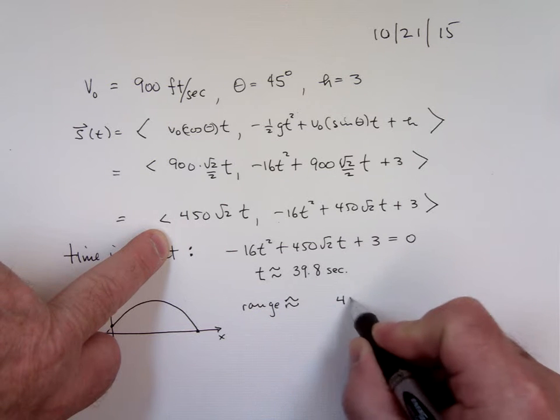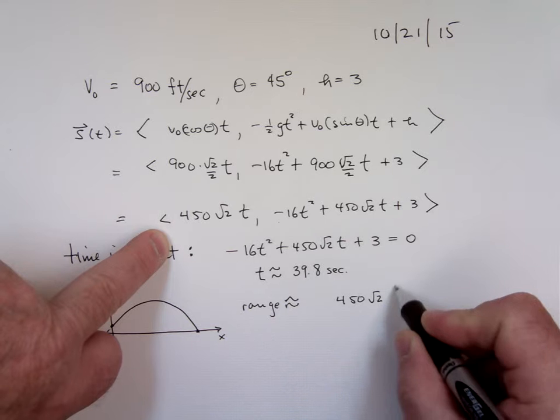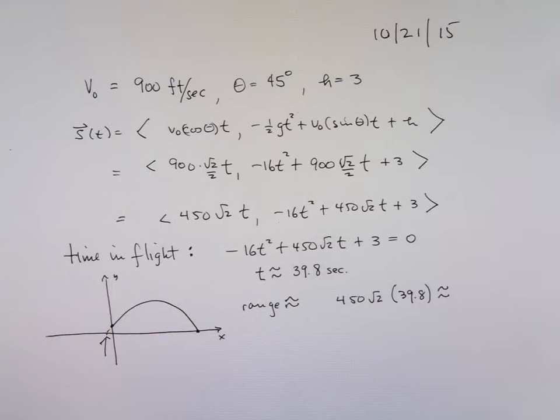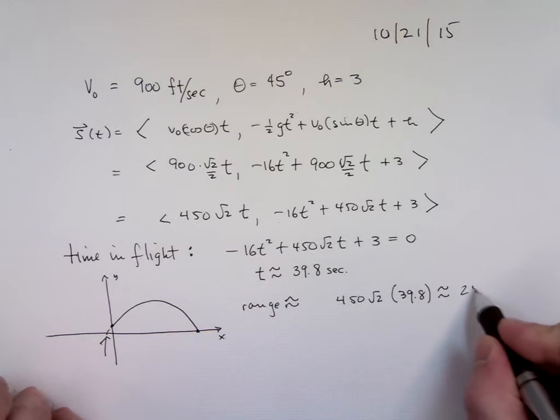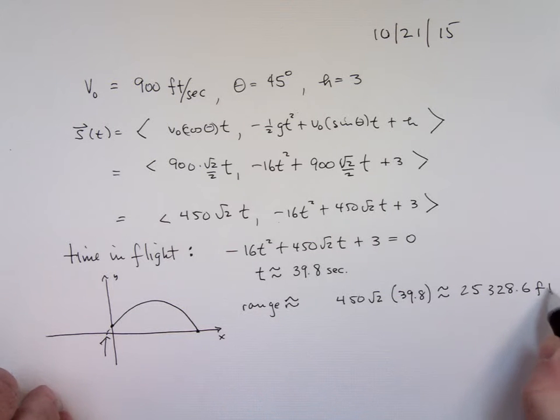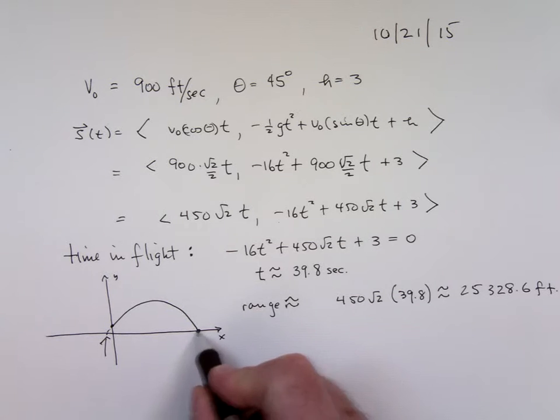approximately 450 square roots of 2 times the 39.8, and that is going to be a hefty number. I don't know what it is, but it's a big number. Somebody have that? 25,328.6. Sounds good to me. 25,328.6. Fine. That's the range. That would be the x-coordinate of this point right here.